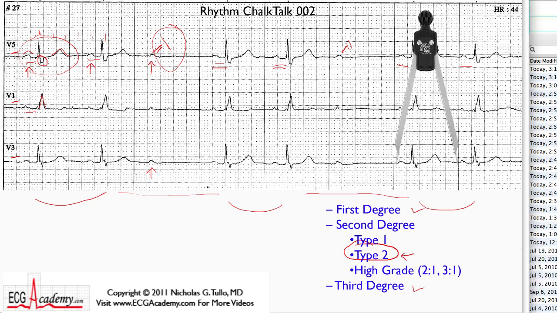If you look at the ratio of P's to QRS's, it's going to be 4 to 3 or 3 to 2 or 7 to 6. It's always one more P wave than QRS complexes. So the easiest way to figure out what ratio it is, look at the QRS's, and that's the second number. So the 2 QRS's, and therefore it must be 3 to 2 AV conduction with 1, 2, 3 P waves resulting in 2 QRS complexes. So pretty simple. Type 2 second degree AV block with a 3 to 2 pattern.